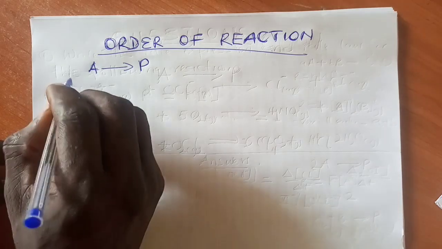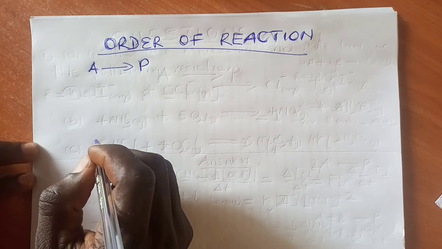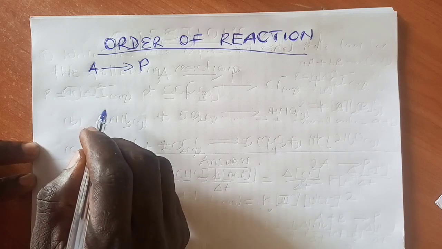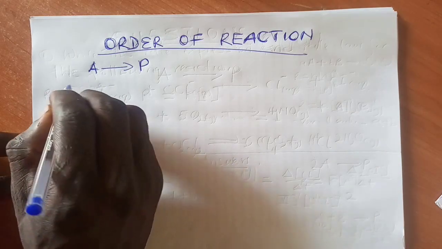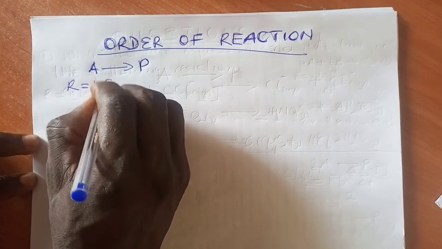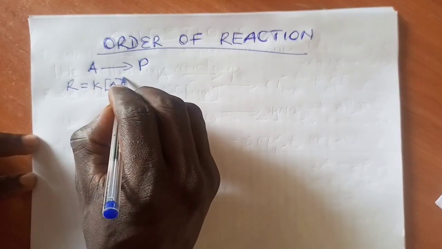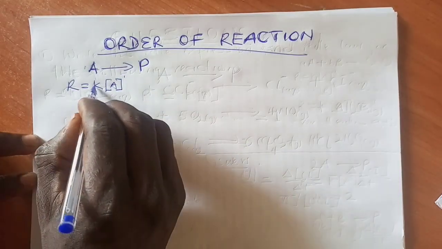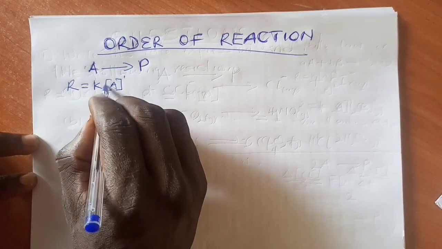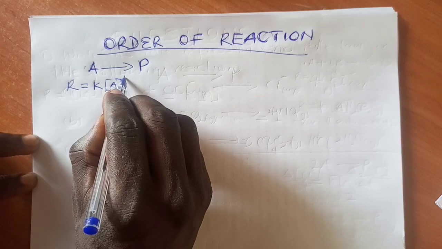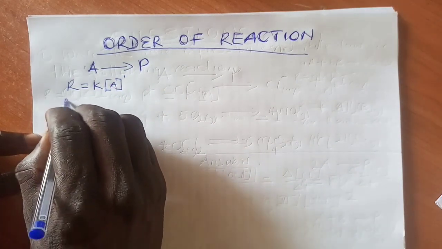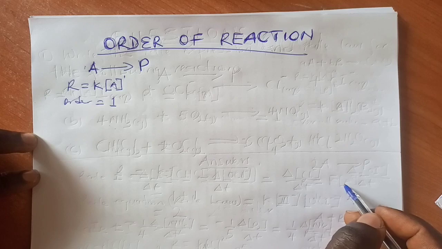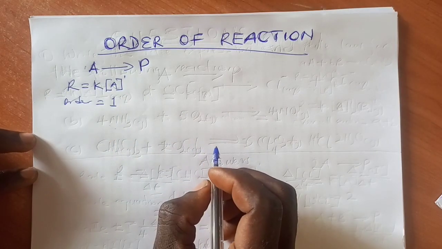Yes, the rate law. I have done a video on rate law and rate equation. So you go to that video, and you will understand how to write rate law or rate equation. So from the rate equation, R is equal to the rate constant k, then the concentration of A raised to the power of 1. Why 1? Because that is the coefficient of this reactant. After you have written your rate law, the power to which the concentration of this reactant is raised is called the order of reaction. So the order of reaction here is 1. So this reaction is referred to as a first order reaction.